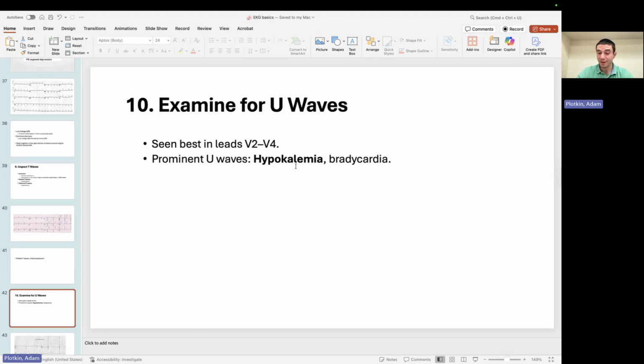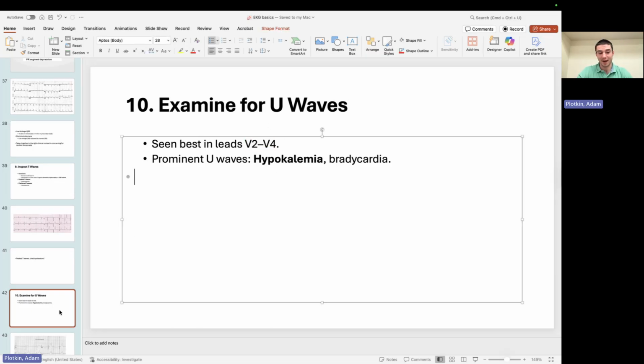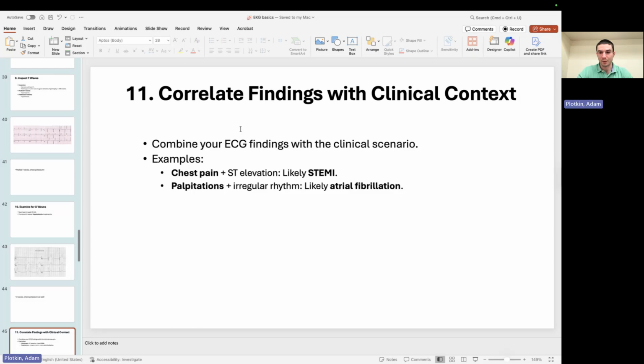Okay, and then we look for U waves, right? The U waves will look different than P waves, so don't get them confused. They're seen best in V2 and V4. It could key me in on hypokalemia. And then we put everything together.